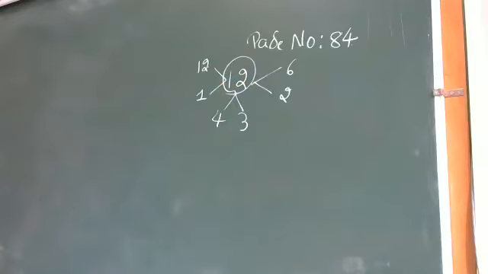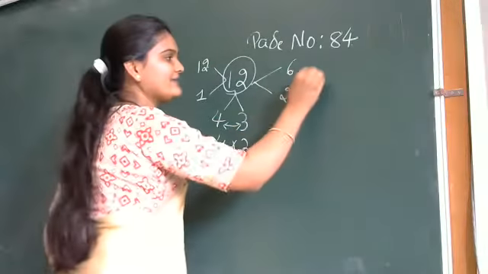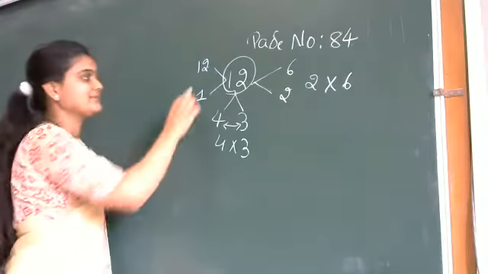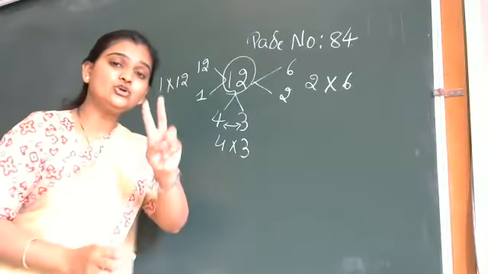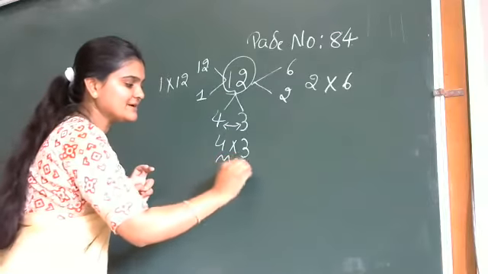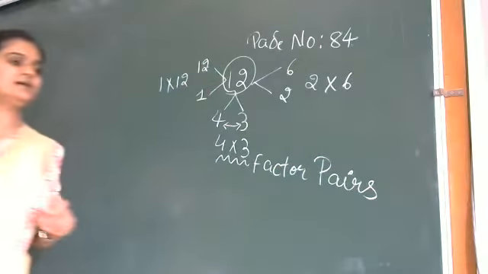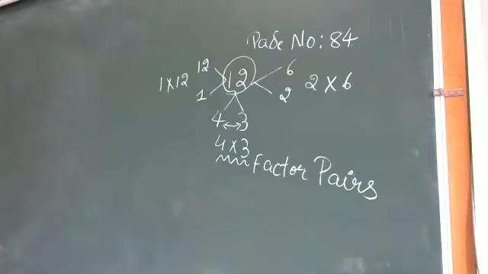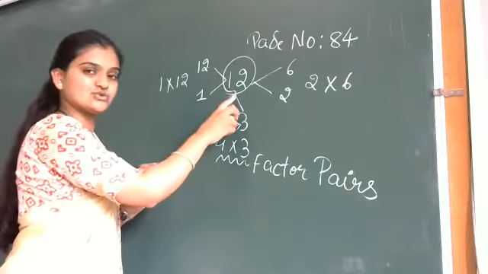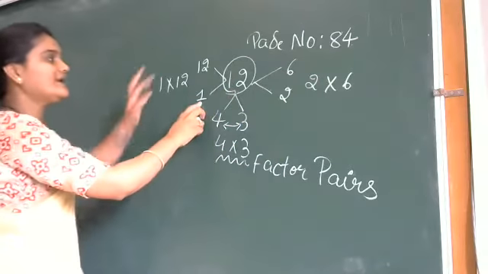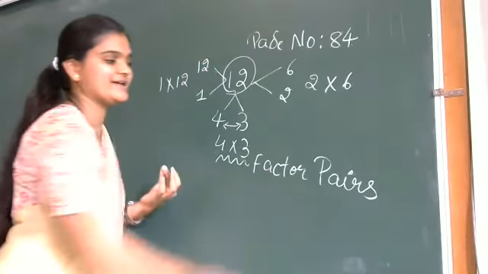So these are known as the factor pairs. Now here 4 into 3. Here we have 2 into 6. Here 1 into 12 or 12 into 1. These numbers are 2 in number. So these numbers are known as factor pairs. So the numbers which are in a pair: 4 into 3 is equal to 12, 2 into 6 is 12, 1 into 12 is 12. The numbers which are in a pair are known as factor pairs.